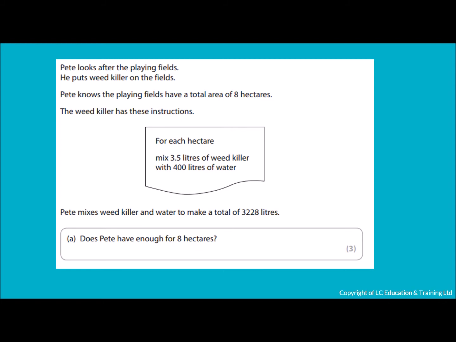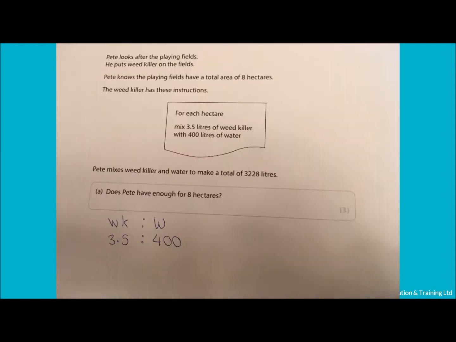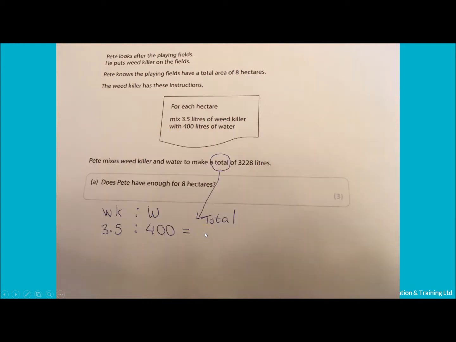Another question here, do have a read through, have a go at it, and then we'll look on the next slide how we've worked this one out. Okay, so I'm going to, in this one, set out my ratio that's in the box, just in a slightly easier format for me to understand. So I've got weed killer and water. We've got 3.5 litres of weed killer and 400 litres of water. Checking that those units are the same before I start, and we've also got litres down here, so everything is all fine. Set that out.